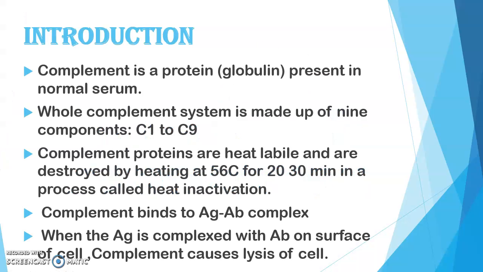Now, introduction. Complement is a protein present in normal serum. The whole complement system is made up of 9 components, that is from C1 to C9. Complement proteins are heat labile and are destroyed by heating at 56 degrees centigrade for 20 to 30 minutes, in a process called heat inactivation. Complement binds to antigen-antibody complex. When the antigen is complexed with antibody on the surface of a cell, complement causes lysis of the cell.